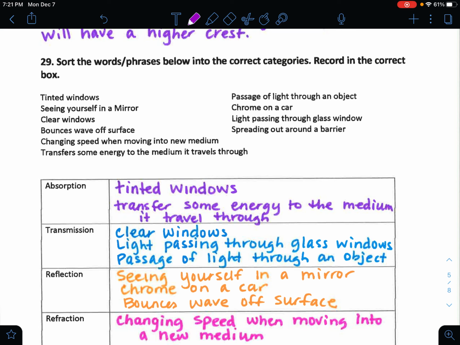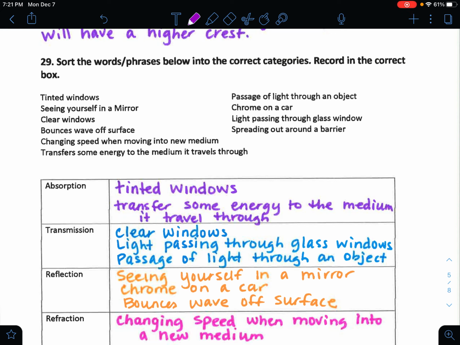Tinted windows are going to absorb some of those light rays coming in. It's not going to be quite as bright on the inside for the driver, not quite as hot. So it's going to transfer some energy to the medium it travels through. That window is going to absorb some of that radiant energy, that light energy. Transmission, clear windows, goes right through.